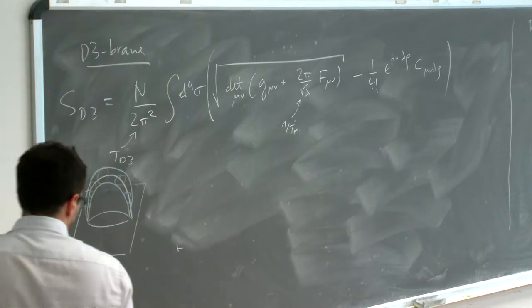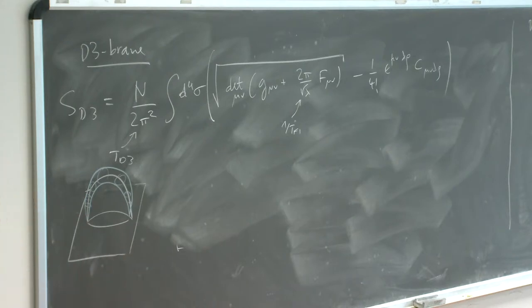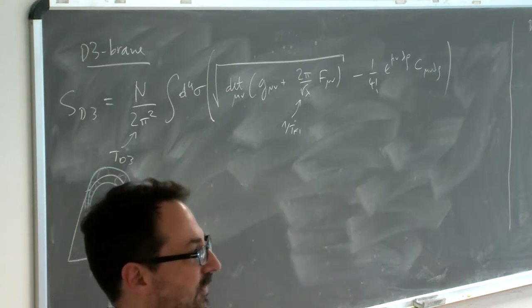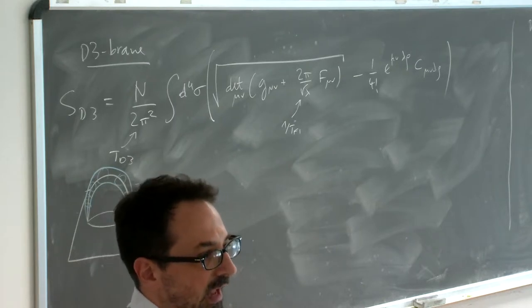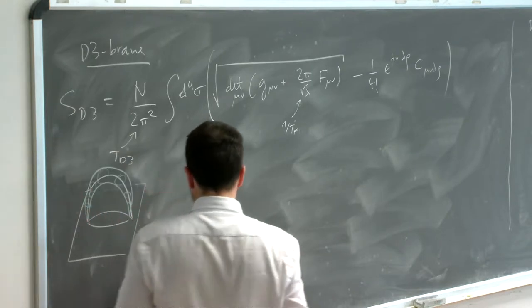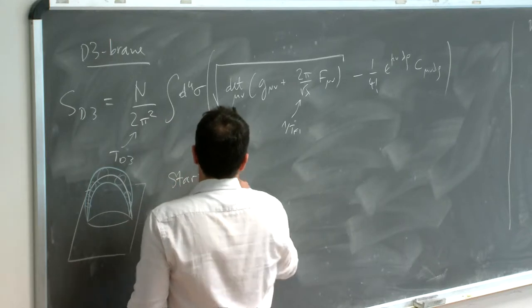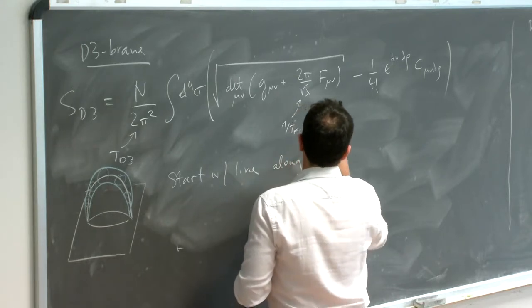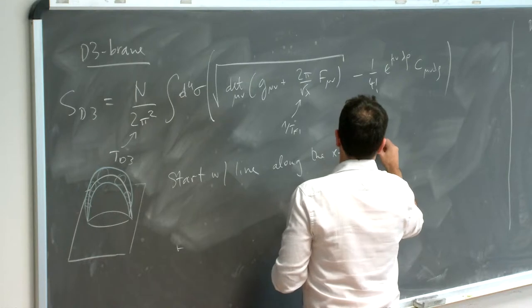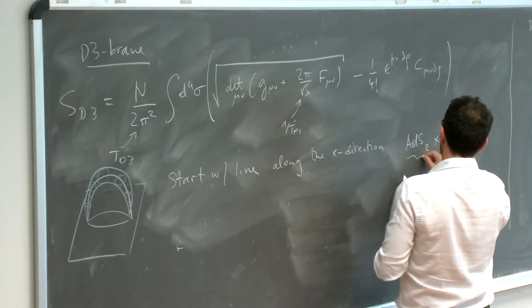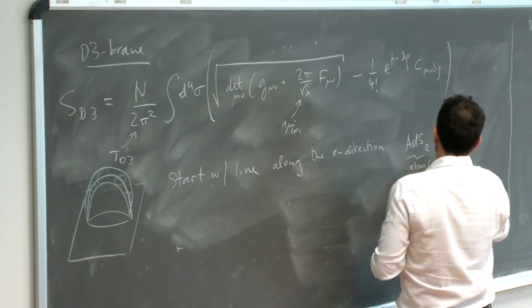Well, this is a more complicated problem than what we did for the string. But in the string, we learned a trick. So the way you do it, you first solve for the line, which is simple, and then you do an inversion, and you get the circular Wilson loop. So start with the line, and then you have a line along, let's call it the x direction. Then you have an AdS2 times S2 for the volume, so this is along the x and z directions.